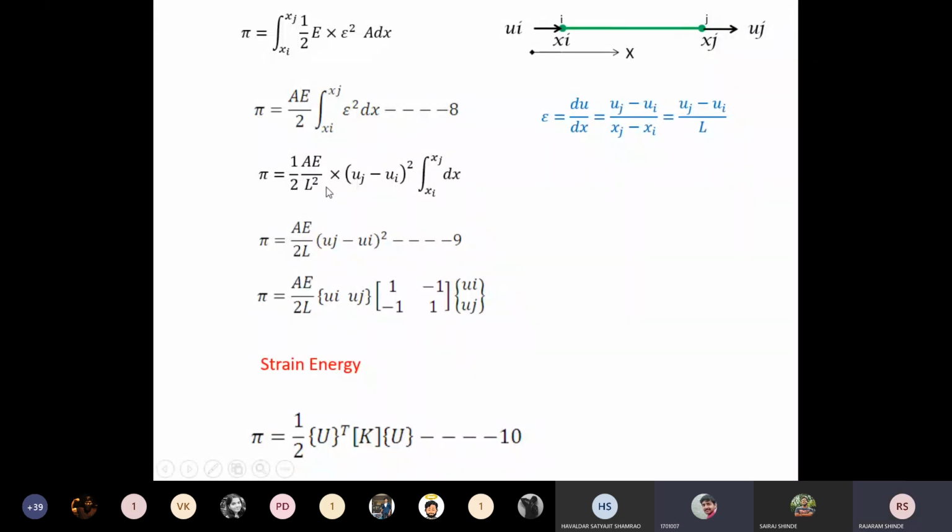L square, how I have removed this L square, I will show you. See here, if we take the integration of this one, it becomes xj minus xi. Am I right? Yes. Now, xj minus xi is the length of element, which means this integration term is equal to L. This L will be cancelled with this one, L square. Okay. Now next one.